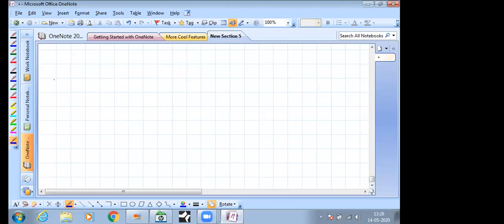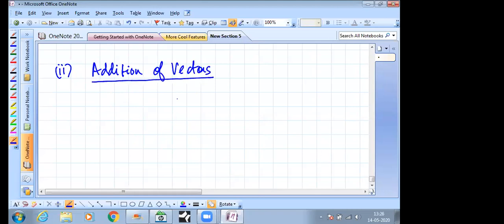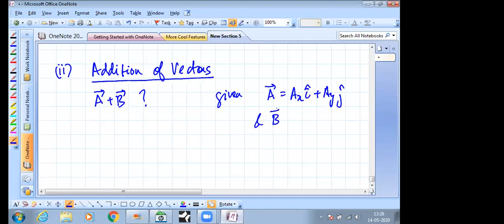Now the next operation we will see using components is addition of vectors. Previously we've learned addition of two vectors by triangle law. Now we'll look at the general property of addition of vectors, where we can add more than two vectors also, but by using component methods. Okay. We want to find out A plus B, given that the vector A is ax i cap plus ay j cap, and the vector B is bx i cap plus by j cap.